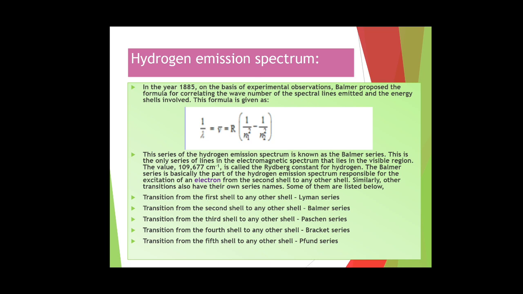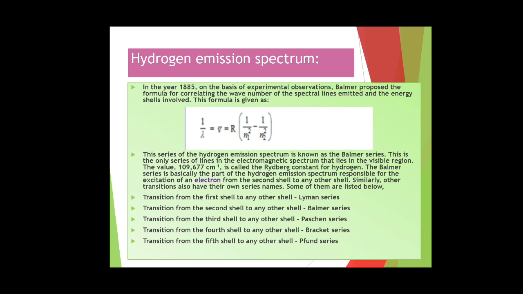Hydrogen emission spectrum. In 1885, on the basis of experimental observations, Balmer proposed a formula for correlating the wave number of the spectral lines emitted and the energy shells involved. This formula is given as 1 upon lambda equal to R, that is Rydberg constant, times (1 upon n1 square minus 1 upon n2 square). This series of the hydrogen emission spectrum is known as the Balmer series. This is the only series of lines in the electromagnetic spectrum that lies in the visible region. The value 109677 cm inverse is called the Rydberg constant for hydrogen.